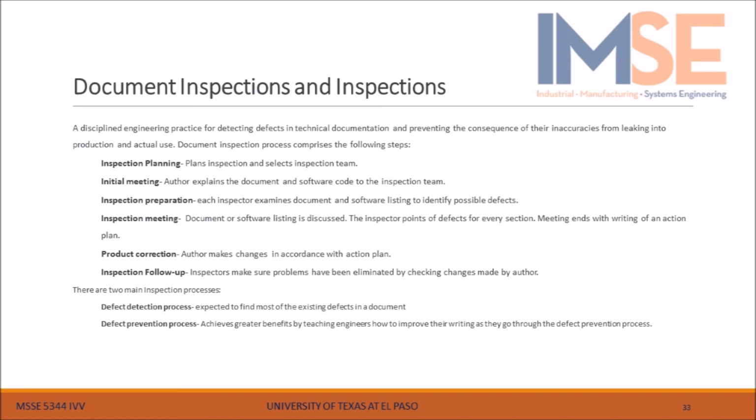Product correction: the author makes changes in accordance with the action plan. Inspection follow-up: inspectors make sure problems have been eliminated by checking the changes made by the author. Defect detection process: expected to find most of the existing defects in a document. Defect prevention process: achieves greater benefits by teaching engineers how to improve their work as they go through the defect prevention process.